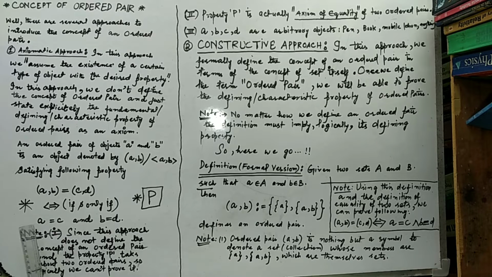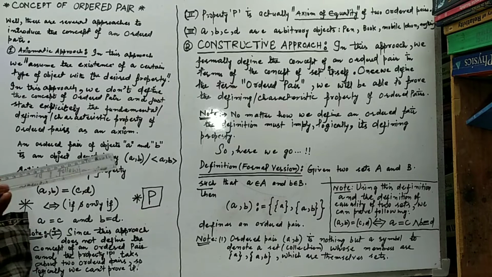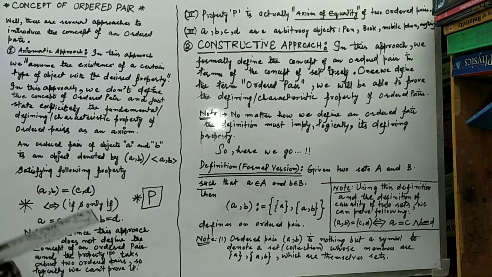On the other hand, if I am given that I have two ordered pairs such that A is equal to C and B is equal to D, then you should immediately imply that those two ordered pairs are equal. That is what the bi-implication means. This thing implies this thing, and this thing back implies this thing. So this is what an axiomatic approach to an ordered pair is. Let us name this fundamental property by this P.